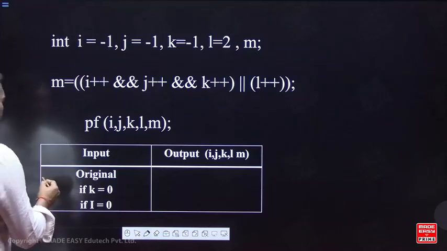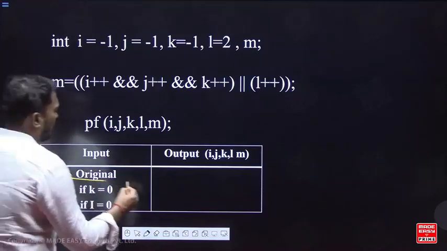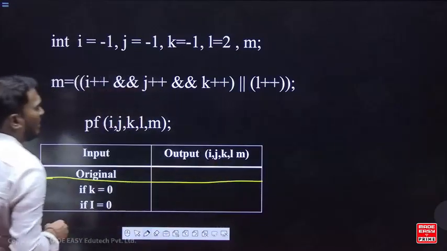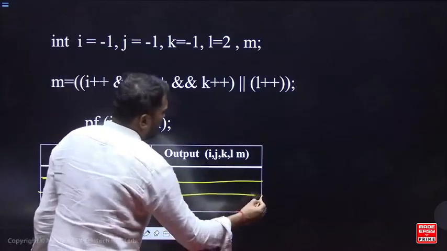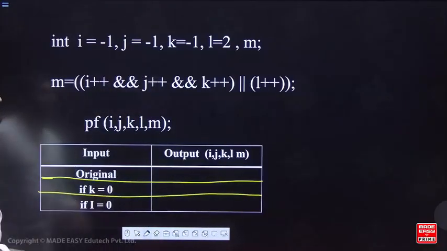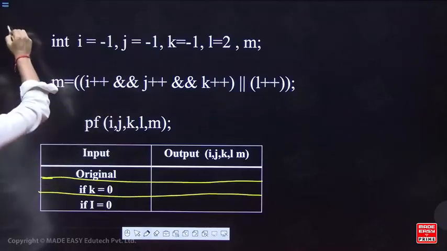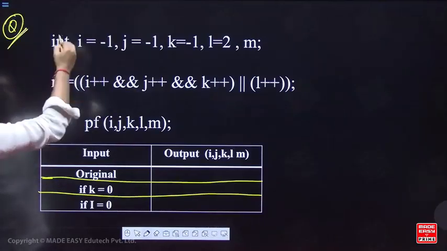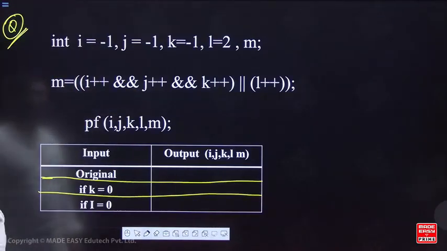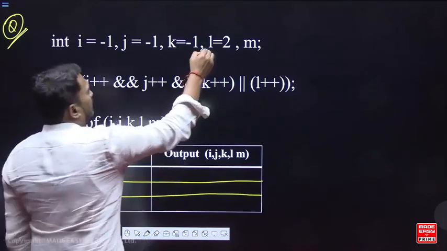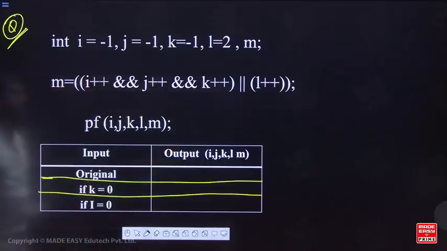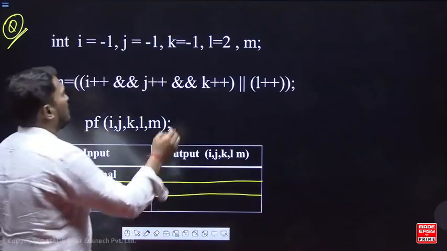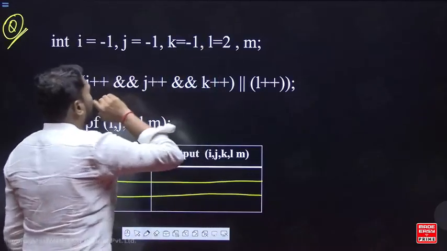So tell me what is the output with the original input. Original input, if I print i, j, k, l, m, what is the answer? If k equal to 0, what is the output? If i equal to 0, what is the output? Just copy this, you will understand. Integer i equal to -1, j equal to -1, k equal to -1, and l equal to 2 here, and next m. Remember this is i, j, k, l.